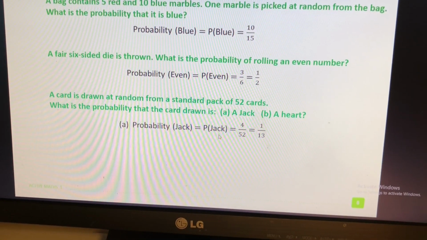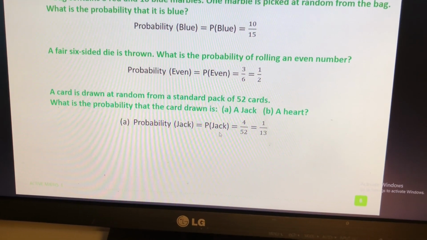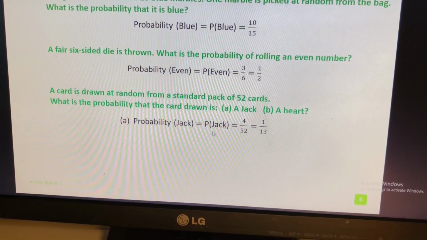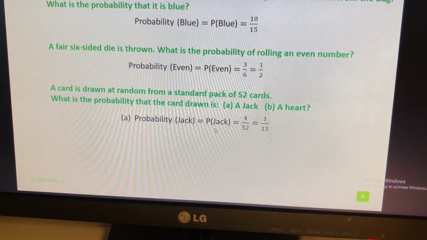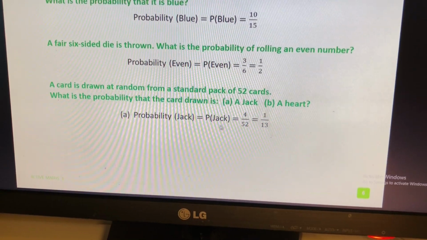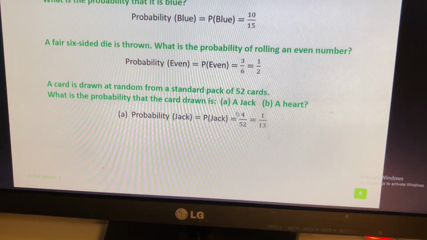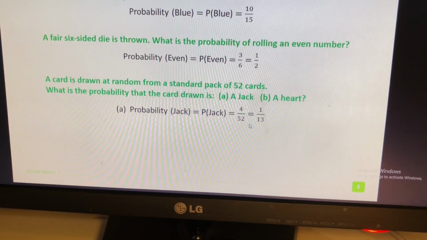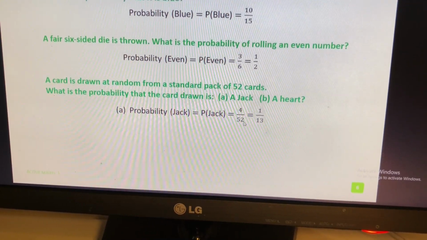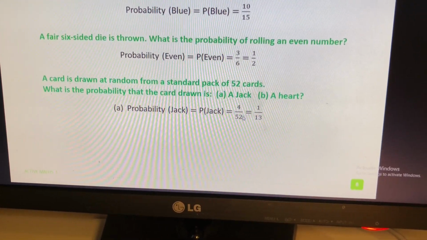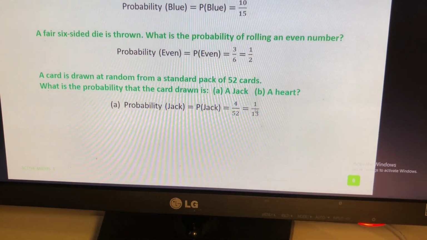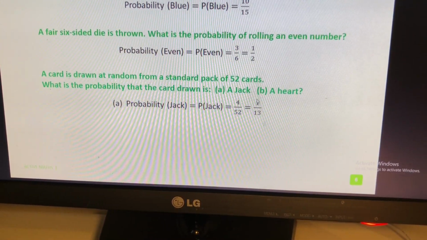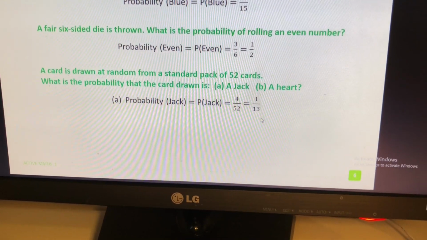Well, there are 4 different suits, and that means that there are 4 jacks, as there is a jack for hearts, a jack for spades, a jack for clubs, and a jack for diamonds. So there are 4 of what we're interested in out of the fact that we could pick any of the 52 possible cards. 4/52 can be cancelled down by dividing the top and bottom both by 4 to make 1/13.